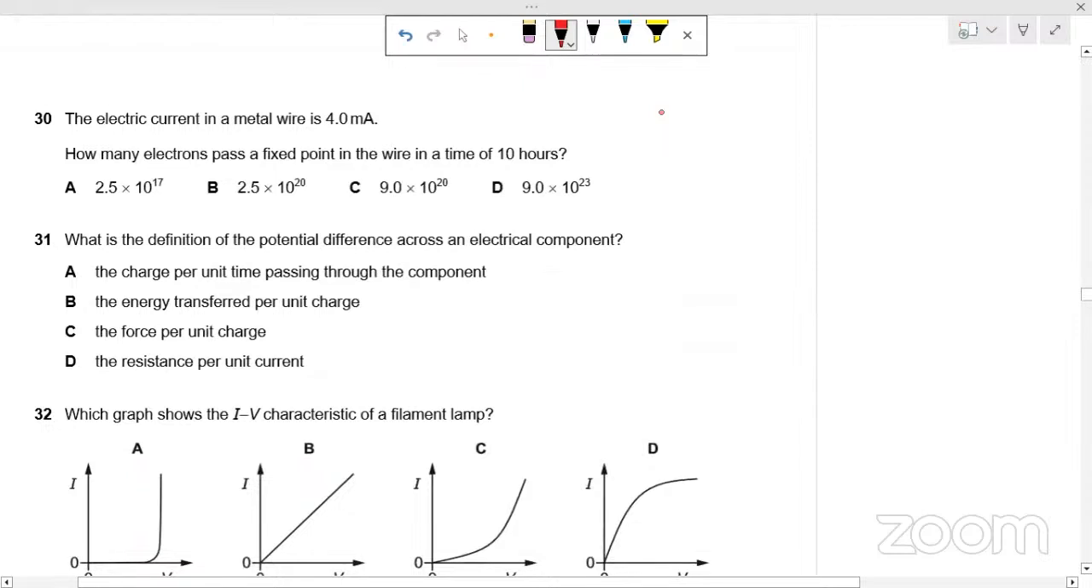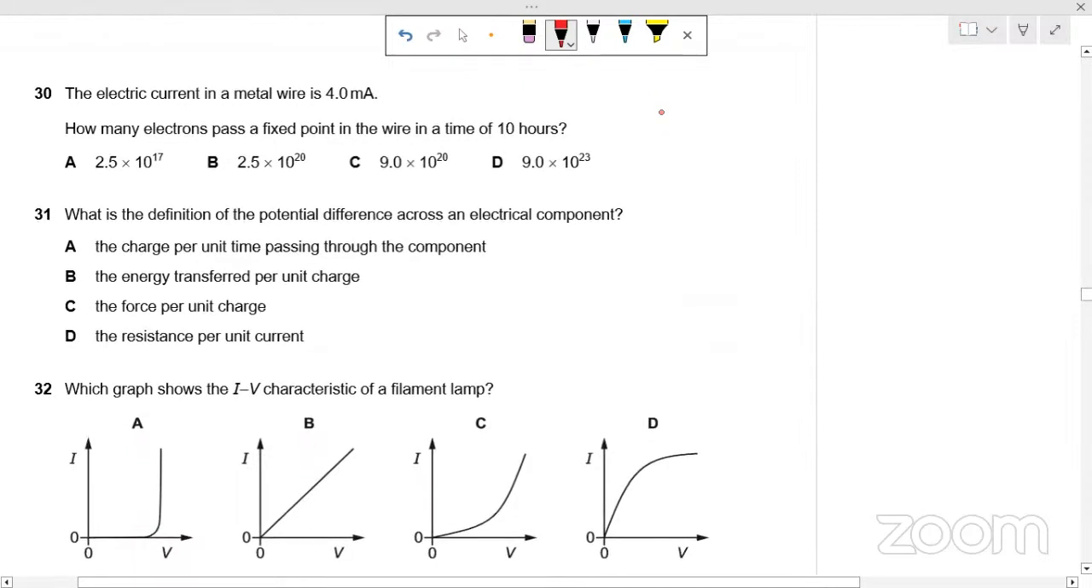The electric current in a wire is 4 milliampere. How many electrons pass in 10 hours? This is a new question.